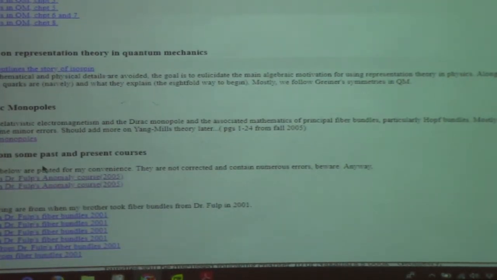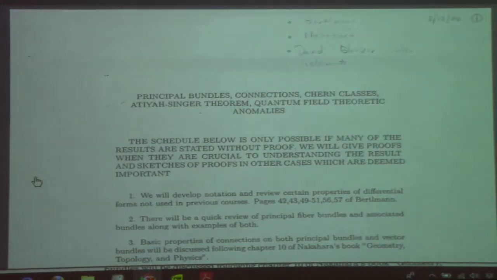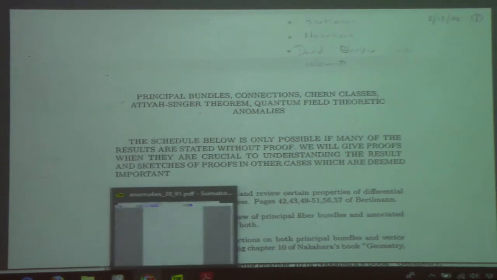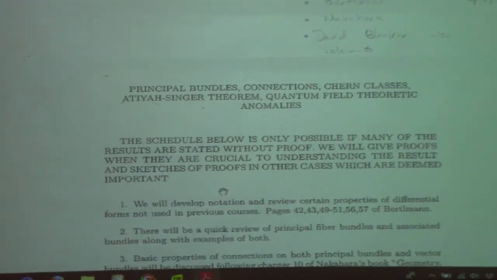And then these are notes from Dr. Fulp's Anomaly course, 2005. We'll look at both. I'm going to start with the 1 through 38. So you found them? Yeah. Okay. You guys good? All right.